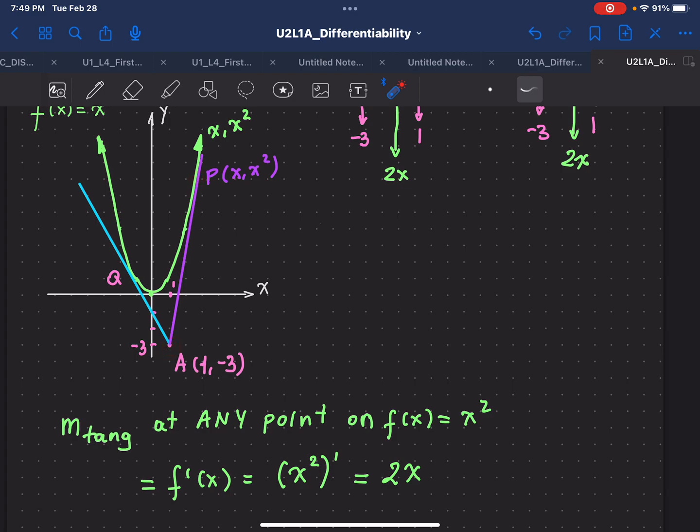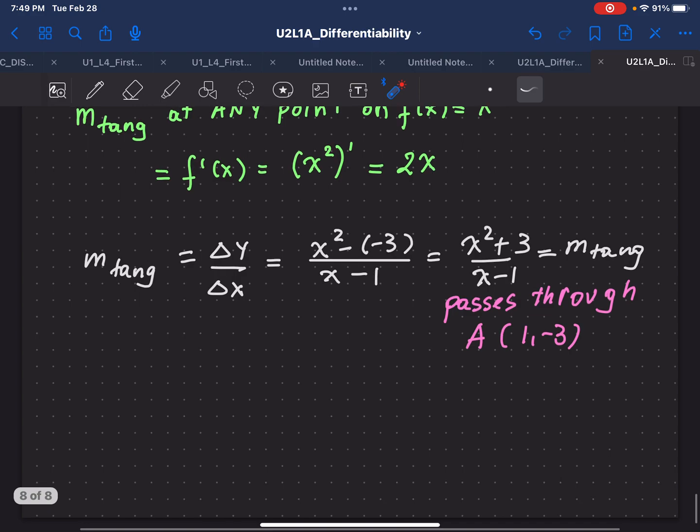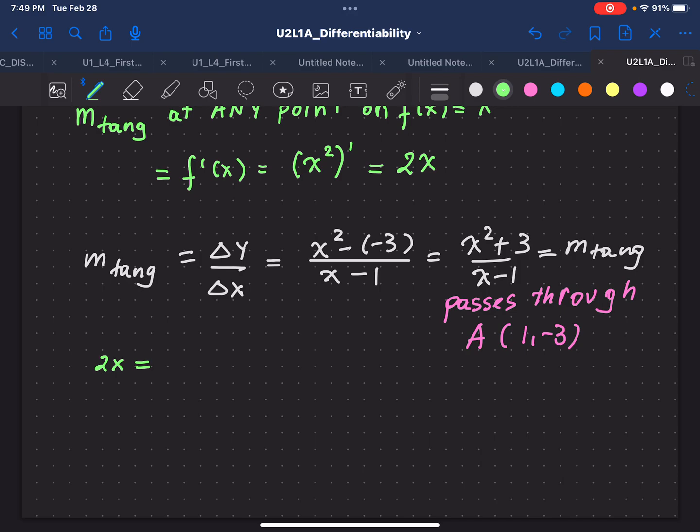And that means that we're talking about the same slope. So that means 2x must equal x squared plus 3 over x minus 1. So we'll write that down. So 2x equals x squared plus 3 over x minus 1. And now what we have to do is solve this equation. So let's see what we obtain here. So we'll multiply 2x by x minus 1 equals x squared plus 3. So we have 2x squared minus 2x equals x squared plus 3.